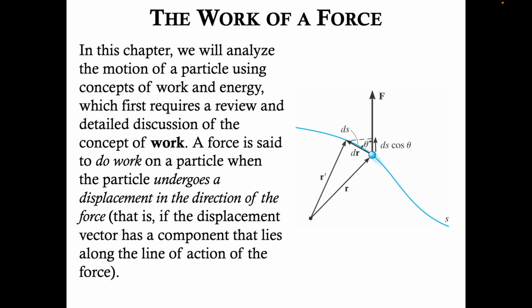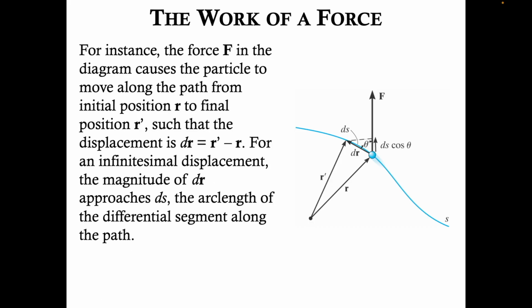A force is said to do work on a particle when the particle undergoes a displacement in the direction of the force. That is, if the displacement vector has a component that lies along the line of action of the force. So the force F shown to the right in this diagram causes the particle to move along the path from the initial position r to a final position r prime, such that the displacement is dr equals r prime minus r, final position minus initial position.